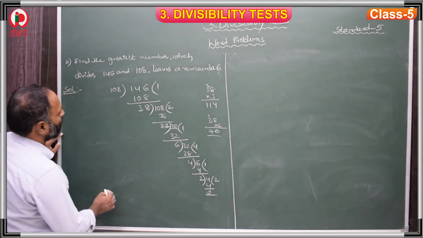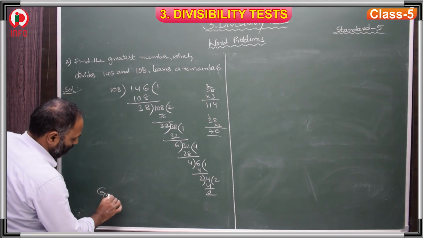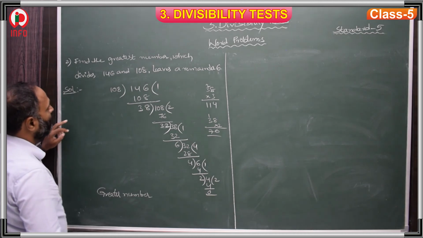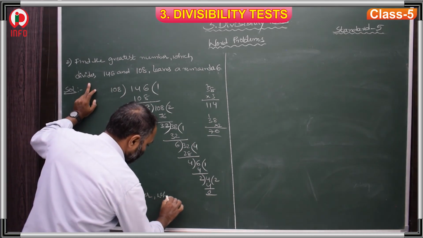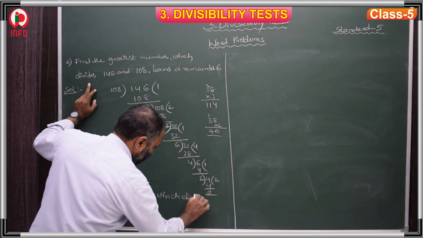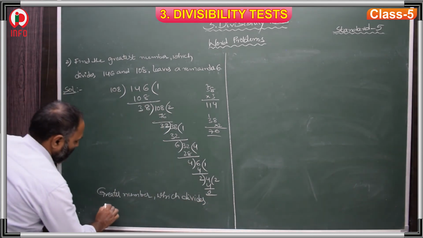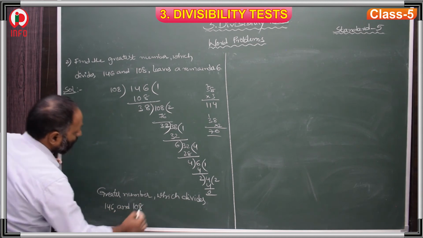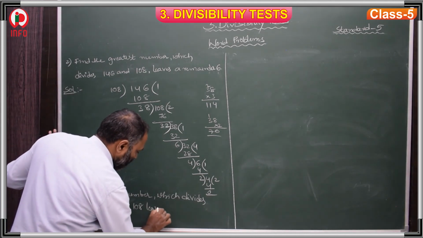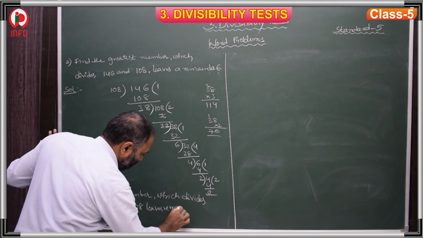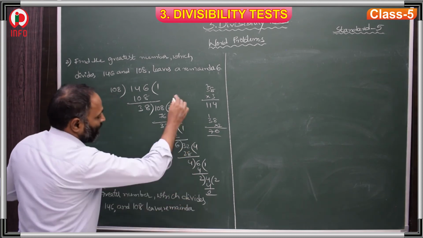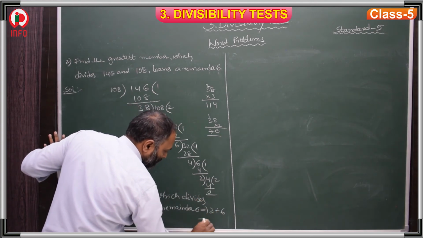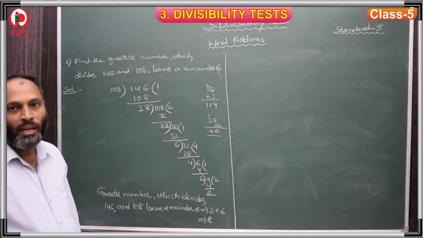Now, the greatest number which divides 146 and 108 and leaves remainder 6 is 2 plus 6, that is, this HCF plus 6. 2 plus 6 is 8. This is your answer.